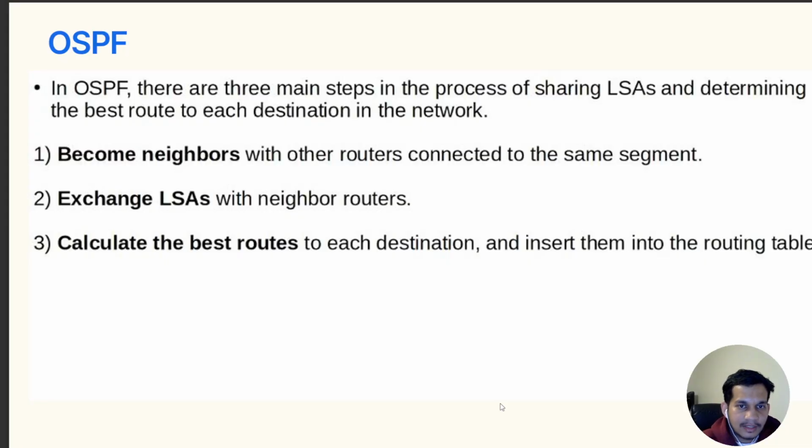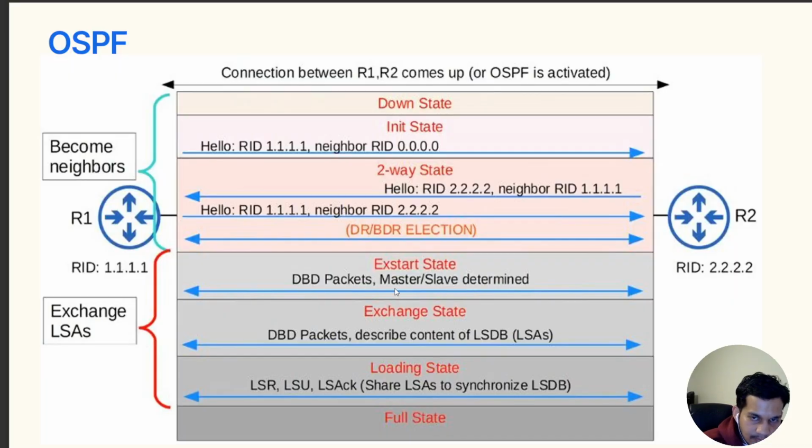Remember, in the previous part 1 I told you there are 3 main steps: first they become neighbors, then they start exchanging LSAs, and then they calculate the best path to the destination. In these you can see the down, init and two-way states, where they become neighbors first by sharing their RIDs. Once they decide who is the master and slave, they start sharing the LSAs, update the LSDB, and then start sharing the networks on their interfaces on both routers. So this is how OSPF works in general.